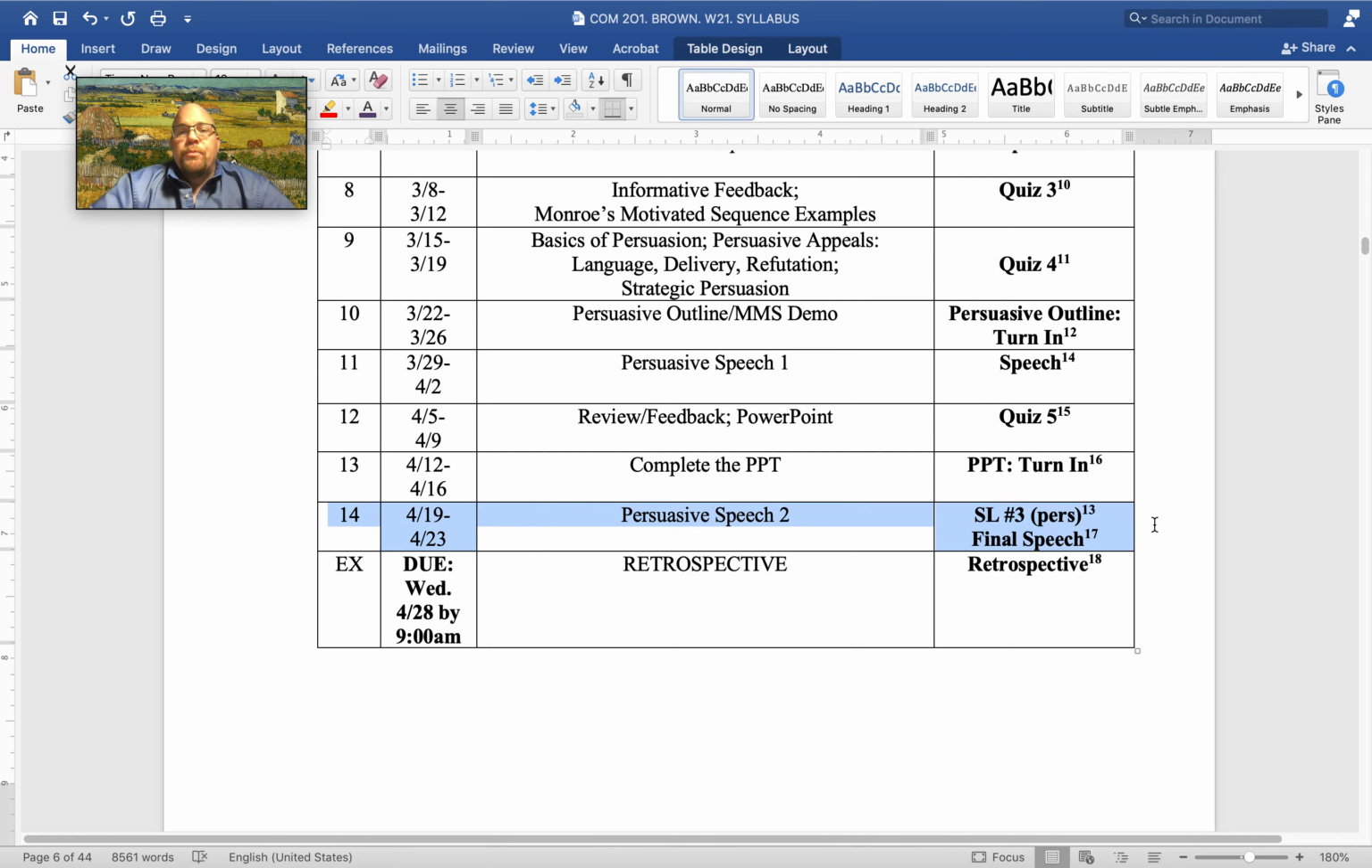This week, really, two things are due. One is your final speech. And just to be very clear, the final speech is the same as your last speech, or the first persuasive. It's the same as the second persuasive. But there's two different things.